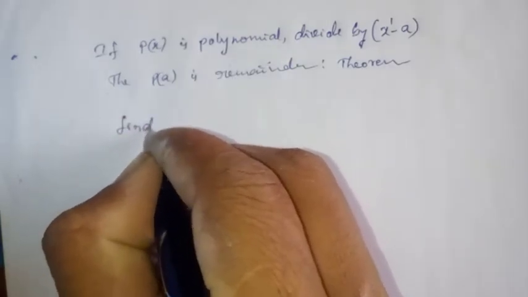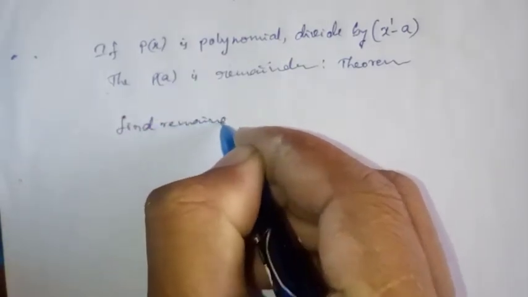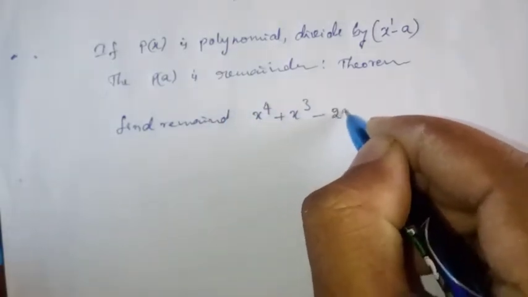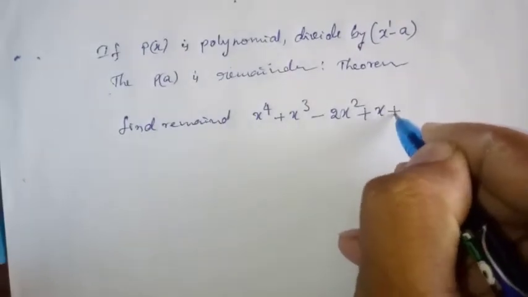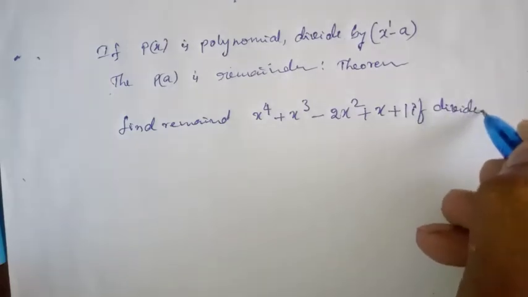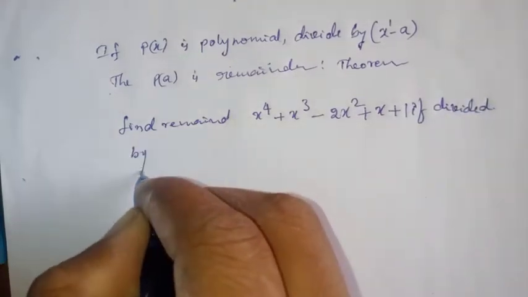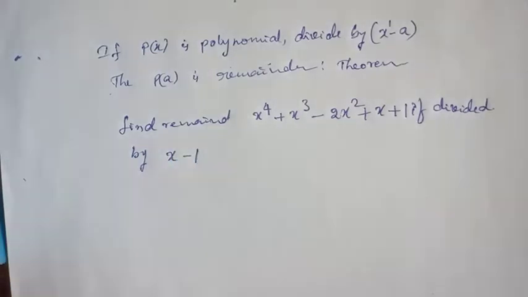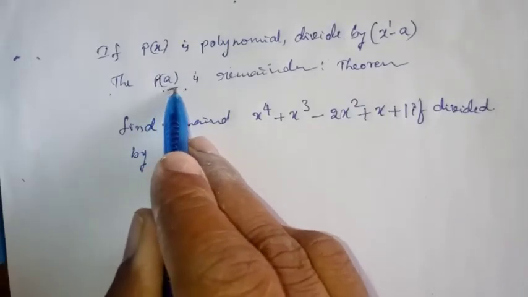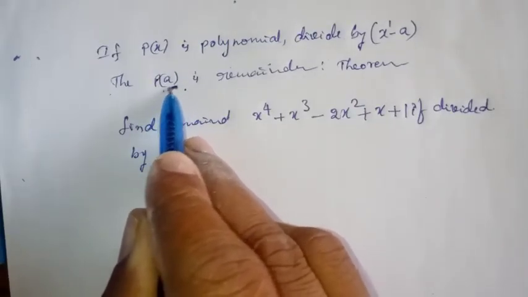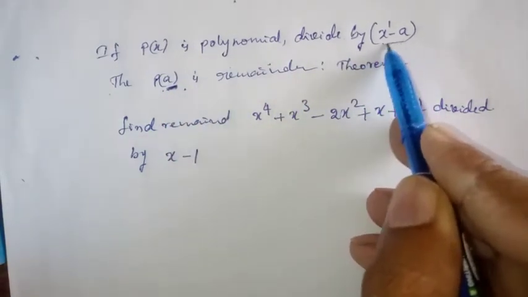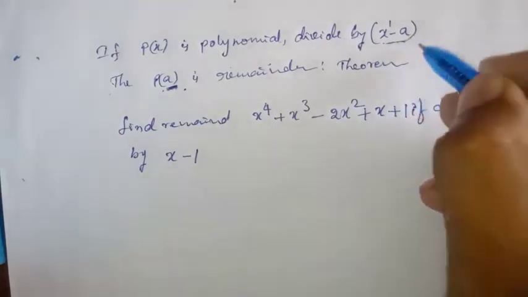Find the remainder of x to the power 4 plus x cube minus 2x square plus x plus 1 if divided by x minus 1. Okay, as per the definition, p of a. What is the value of a? Actually, we got it from the divisor. Yes or no? How did we get it?